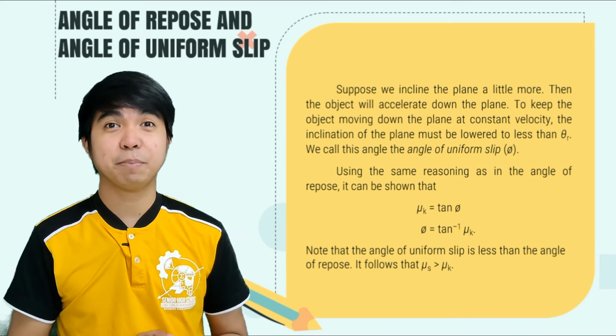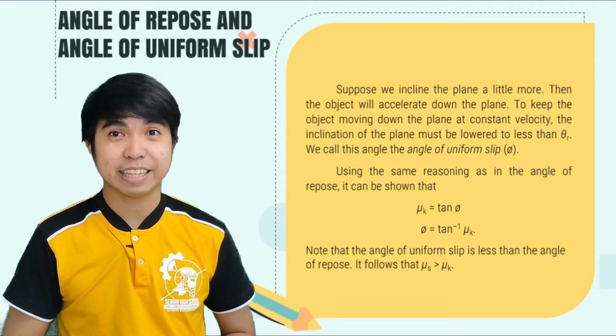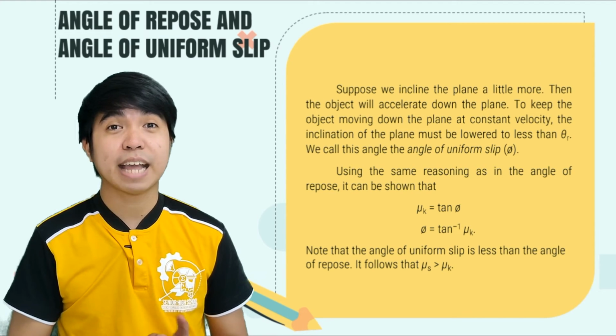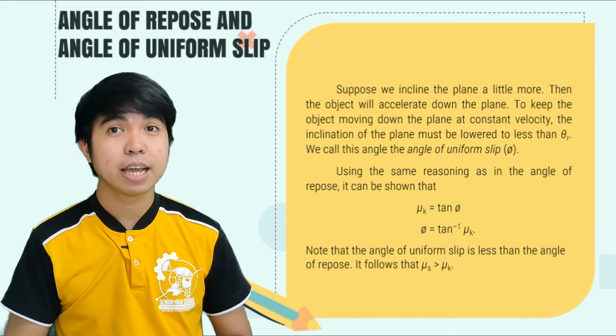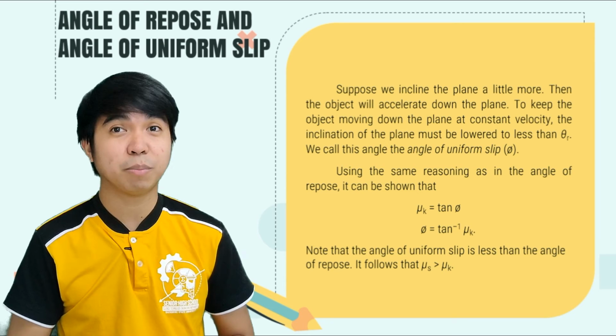Suppose we incline the plane a little more. Then the object will accelerate down the plane. To keep the object moving down the plane at constant velocity, the inclination of the plane must be lowered to less than theta sub r.